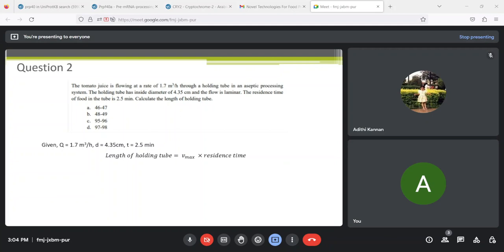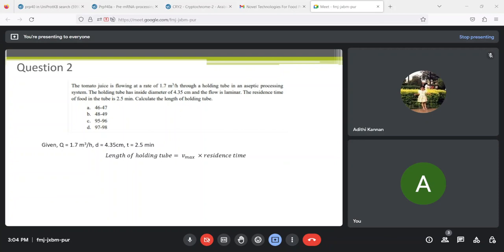Length of the holding tube is equal to V max, which is the maximum velocity possible in that tomato juice flow, into the residence time. Here, what is given is an average rate. If nothing is mentioned about the maximum rate, it generally means an average flow rate. So when you divide the average flow rate to calculate the velocity, what you get is the average velocity and not the maximum velocity. So from the average velocity, we'll have to calculate the maximum velocity and then proceed with the concept.